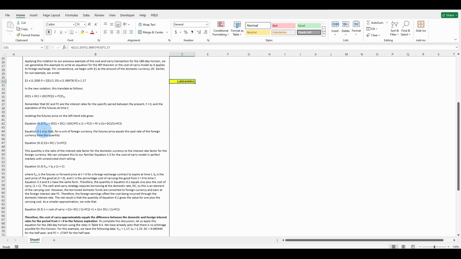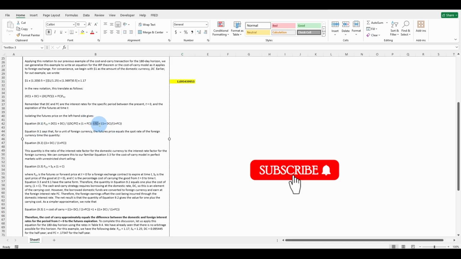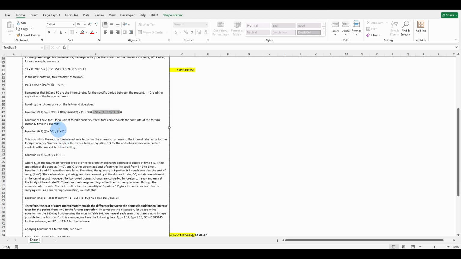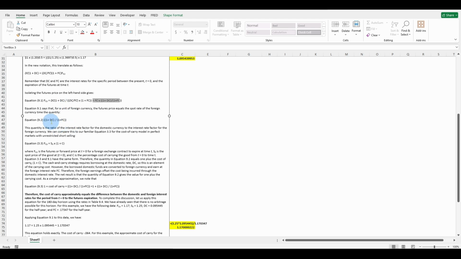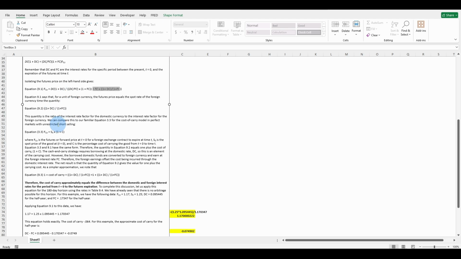Isolating the futures price on the left-hand side gives equation 9.1: F_0 equals S_0 times 1 plus R_DC divided by 1 plus R_FC. Equation 9.1 says that for a unit of foreign currency, the futures price equals the spot rate of the foreign currency times the quantity 1 plus R_DC divided by 1 plus R_FC. This quantity is the ratio of the interest rate factor for the domestic currency to the interest rate factor for the foreign currency. We can compare this to our familiar equation 3.3 for the cost of carry model in perfect markets with unrestricted short selling.